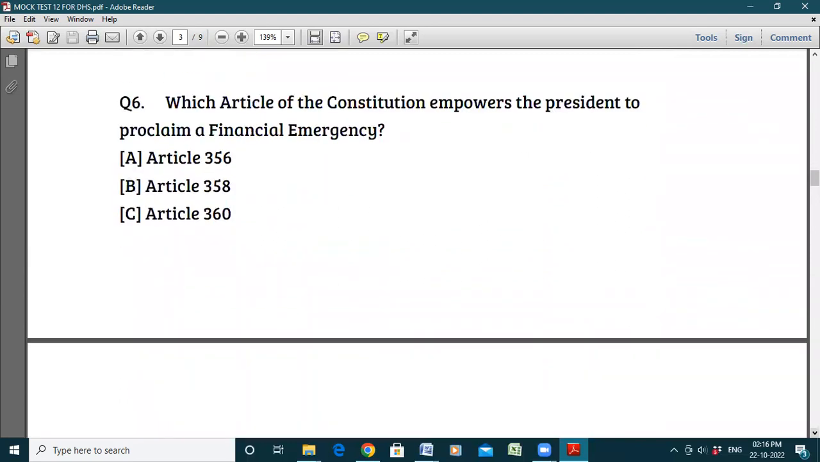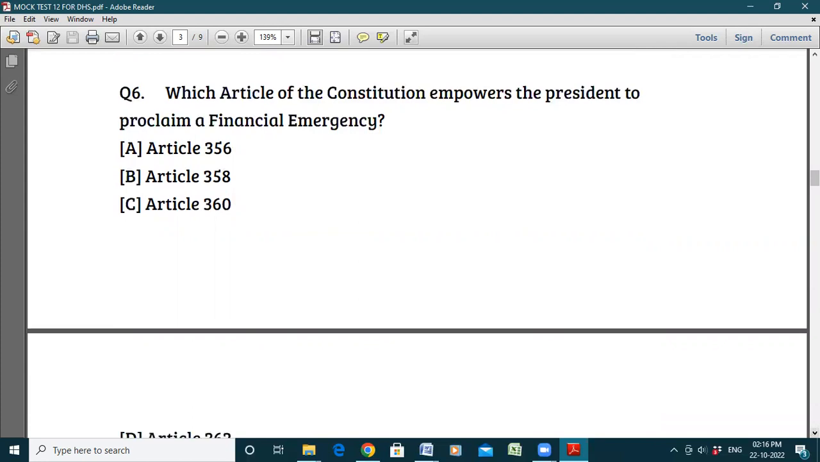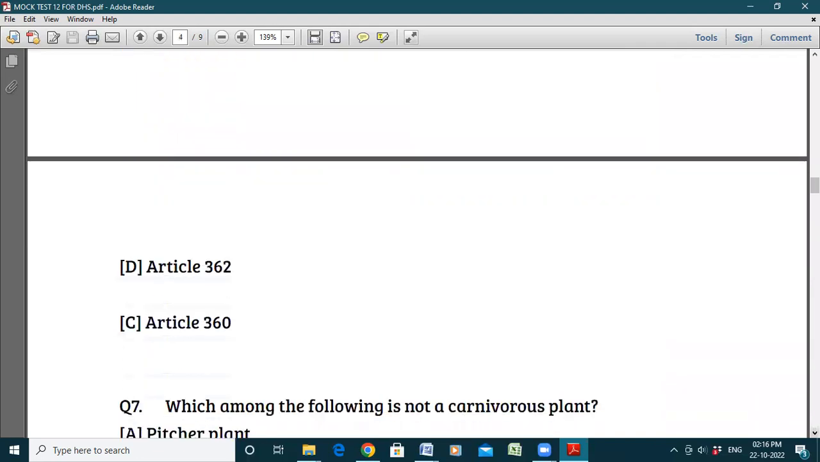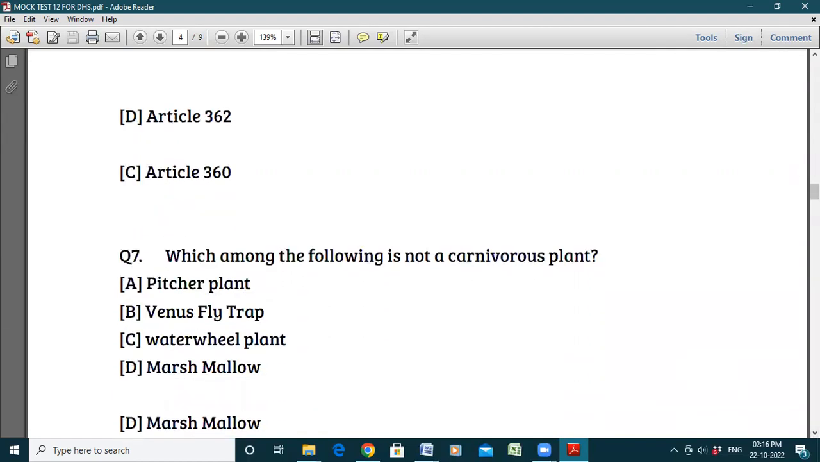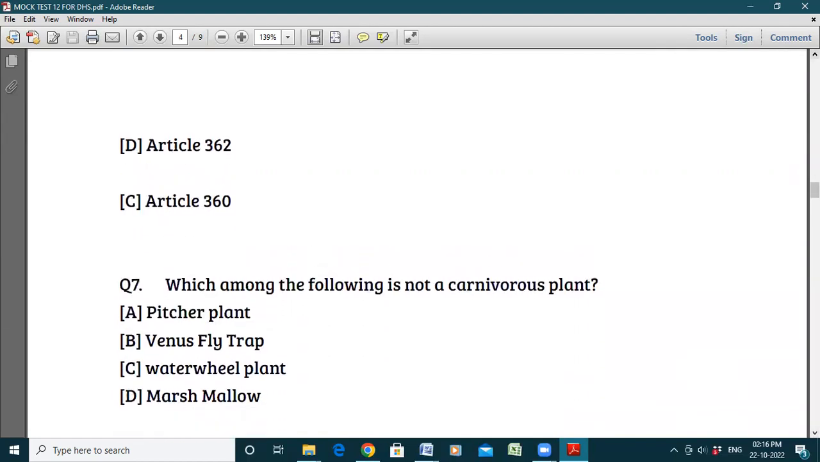Then question number 6, which article of the constitution empowers the President to proclaim a financial emergency? Which article authorizes the President to proclaim a financial emergency? The correct answer is option C, that is Article 360. So Article 360 is for financial emergency.